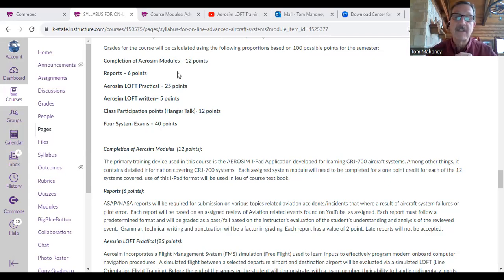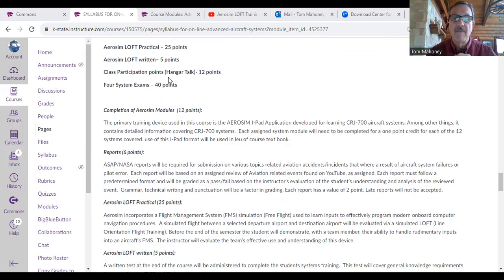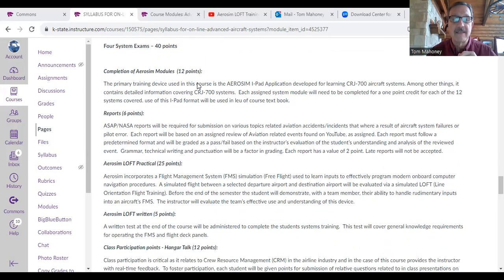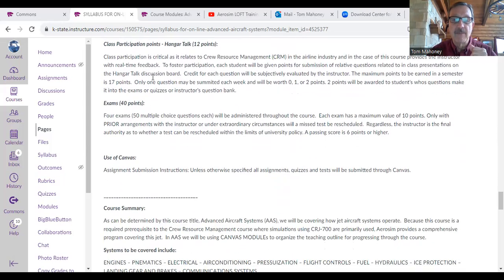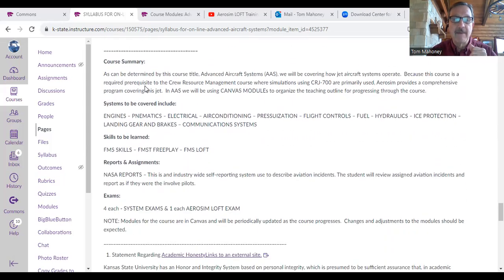Then, of course, we have 4 system exams that will cover 4 areas. Each exam is worth 10 points for a total of 40. This all adds up to be 100 points possible for the class. So the rest of this is pretty much a more detailed explanation of how the points are accumulated and more of a course summary. Specifically, we will be talking about engines, pneumatics, electrical, air conditioning, pressurization, flight controls, fuel, hydraulics, ice protection, landing gear, and communication systems.